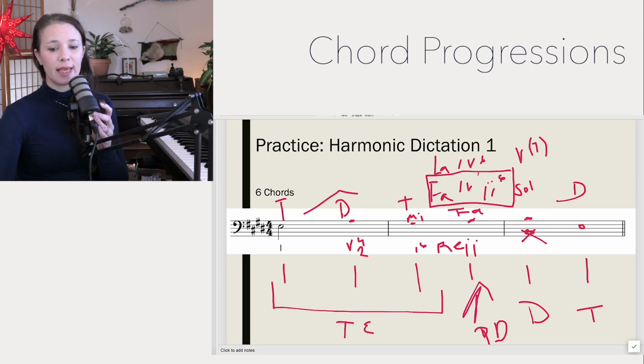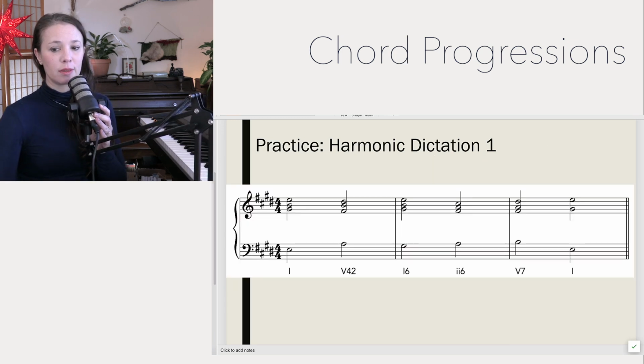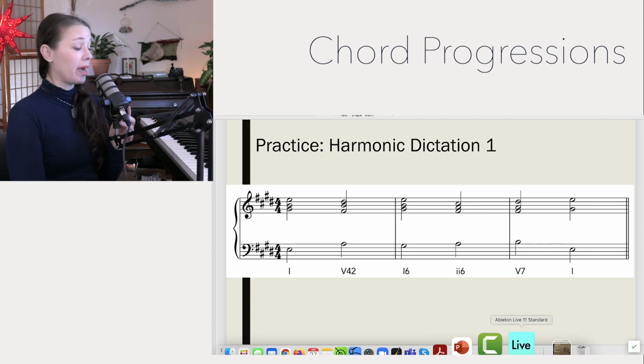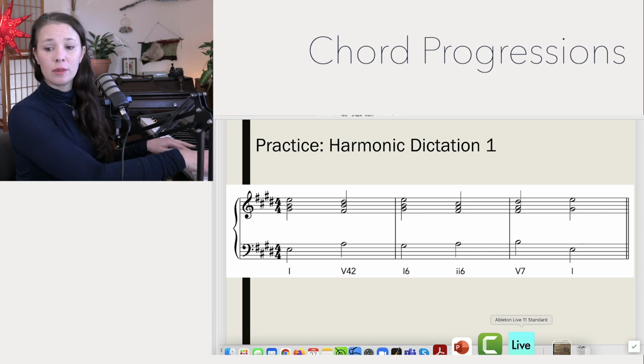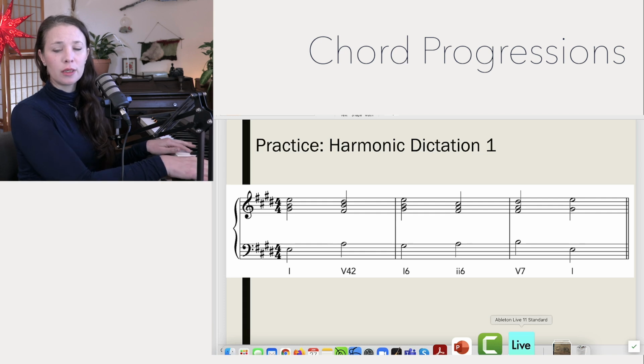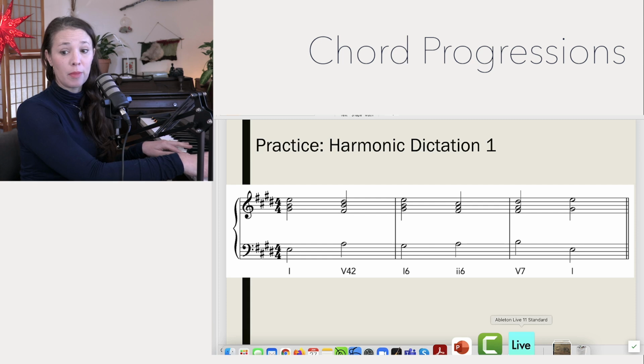So let's take a look at the answer and we will talk about it. There we go. So we have a 2-6 here. It was minor. And then a 5-7. So it's dominant. So minor, if it was a 4, it would have been this. So it's major, minor, major, right?